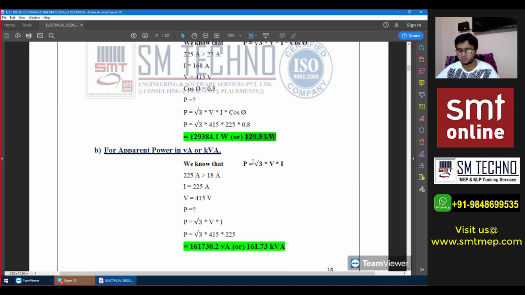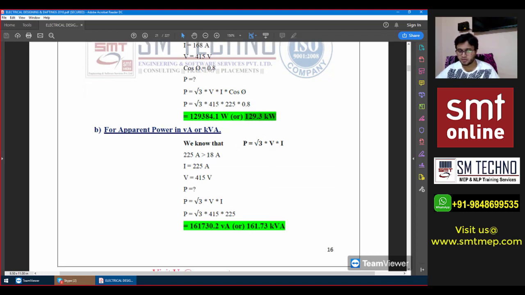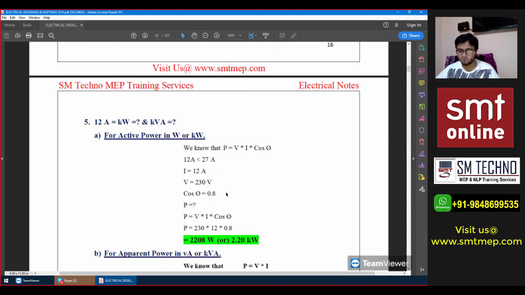For apparent power, P equal to root 3 VI. Okay, because 225 amps is more than 18 amps. So we are getting 161.73 kVA.